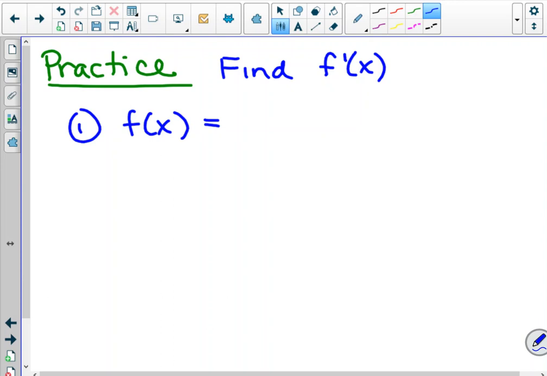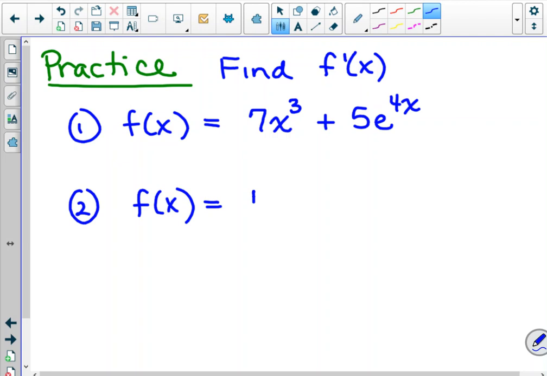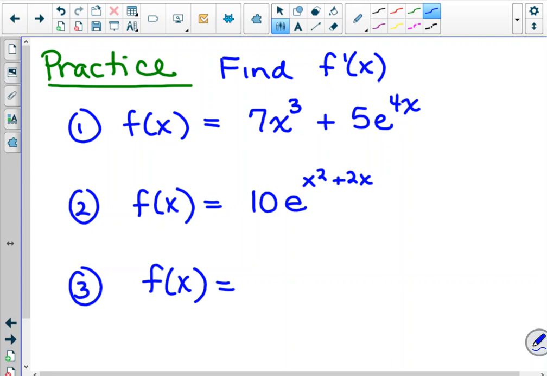So number 1, f of x is 7, oops, oh no, we'll leave it. How about 7x cubed plus 5e to the 4x, there we go. And number 2 is going to be 10e to the x squared plus 2x. That's fun. That's crazy. Number 3, make this one 10 minus. Okay. I must have a thing for tens today.